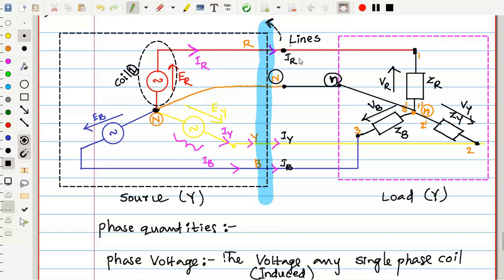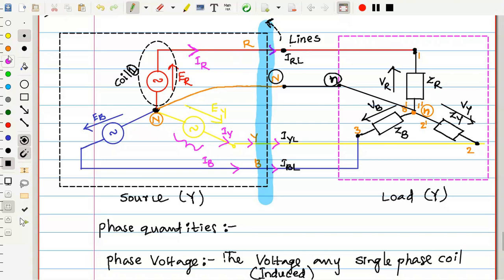If you want, you can represent them as IRL, IYL, IBL, for your simplicity or for understanding. Later on, I may not use this many notations, I will just put them directly. Now try to observe that this current produced by coil 1, which is phase 1, is equal to this line current. Why? Because there is no splitting path over here. This entire current IR is passing through these lines also.